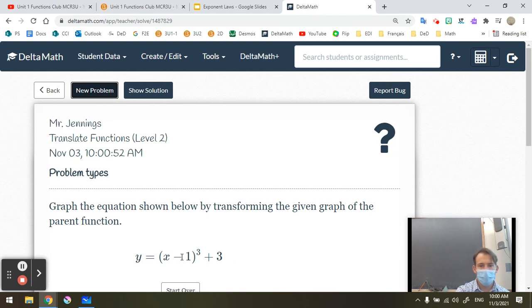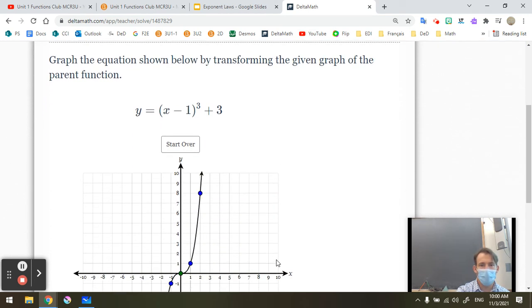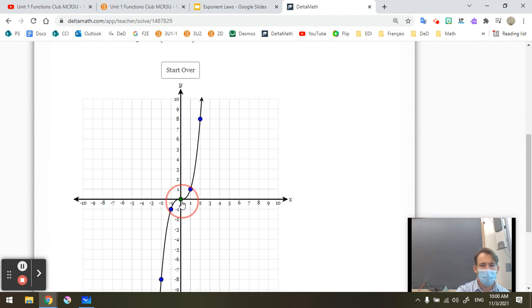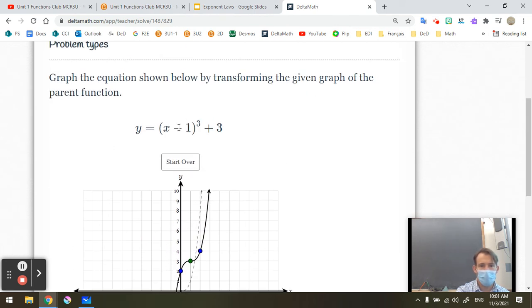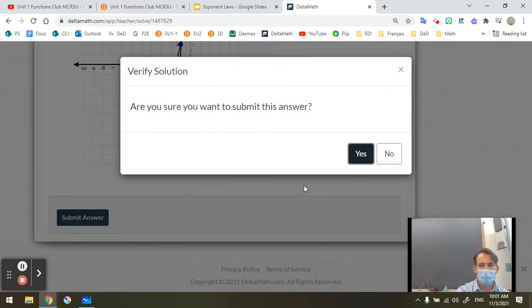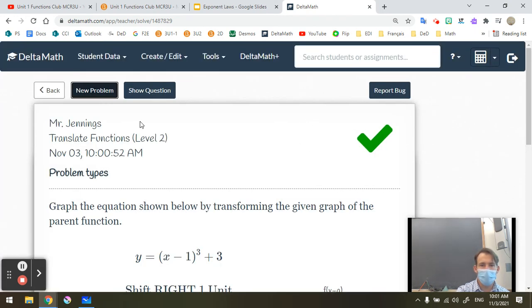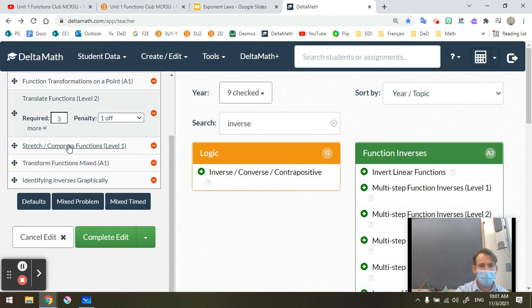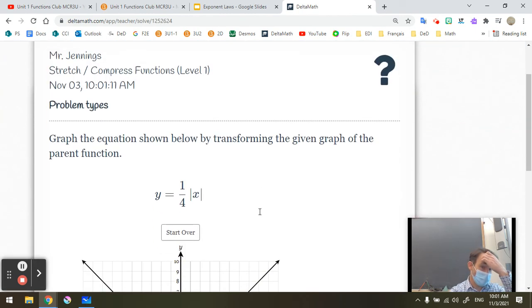And so here we're going to be shifting to the right 1 unit and up 3 units. So grab the green one. Right 1 unit and up 3 units. Let's see, did I get the numbers right? Yes. Right 1 and up 3. Submit answer. I give you a lot of problems like this to do because I want you to get lots of practice. And then we're going to look at stretching and compressing functions.